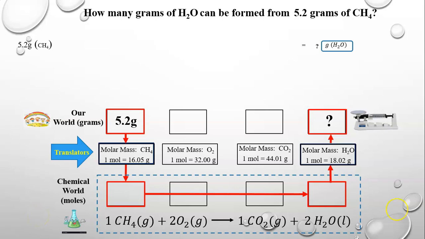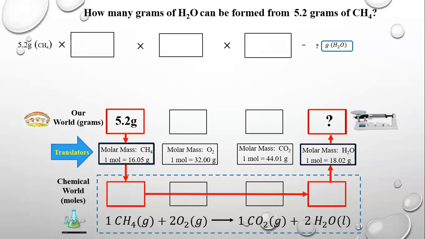So there we go. On the left, we have 5.2 grams of CH4. And over on the right, we have an unknown number of grams of H2O. That's what we're trying to find out. The type is a little bit small because this is going to be a 3 conversion problem. There you see the 3 boxes right there. So it's going to get a little busy up there.